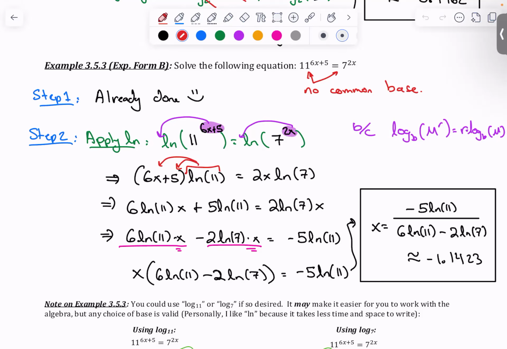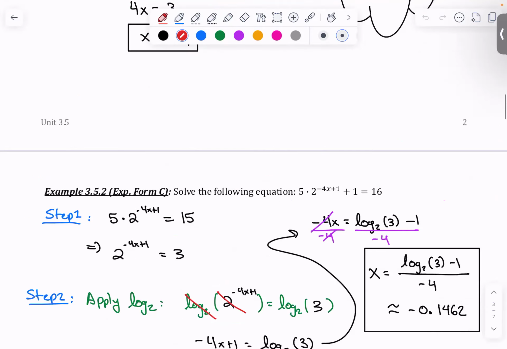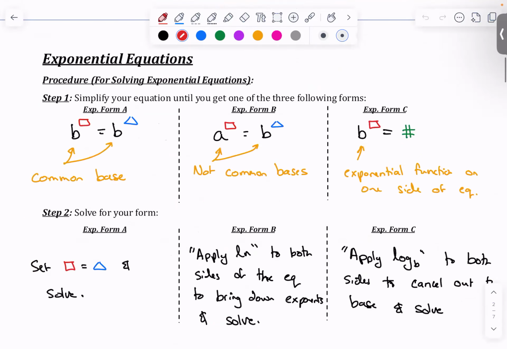So anyways, going back over this stuff real quick, unless there's any questions about the changes. Exponential equations end up in one of three different forms that we're going to see, but this can be generalized. Either your exponential function has the same base, b to the something equals b to the something else, in which case you set the exponents equal to each other and solve. Or you have two different bases equal to each other, a to the something equals b to the something else, or you get b to the something equals a number.